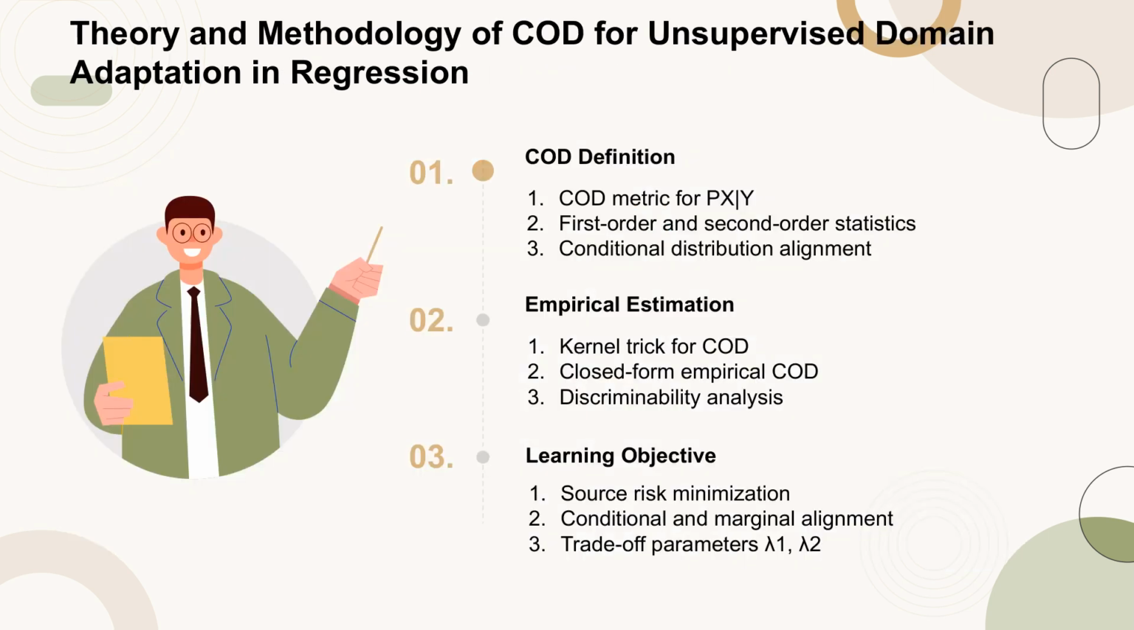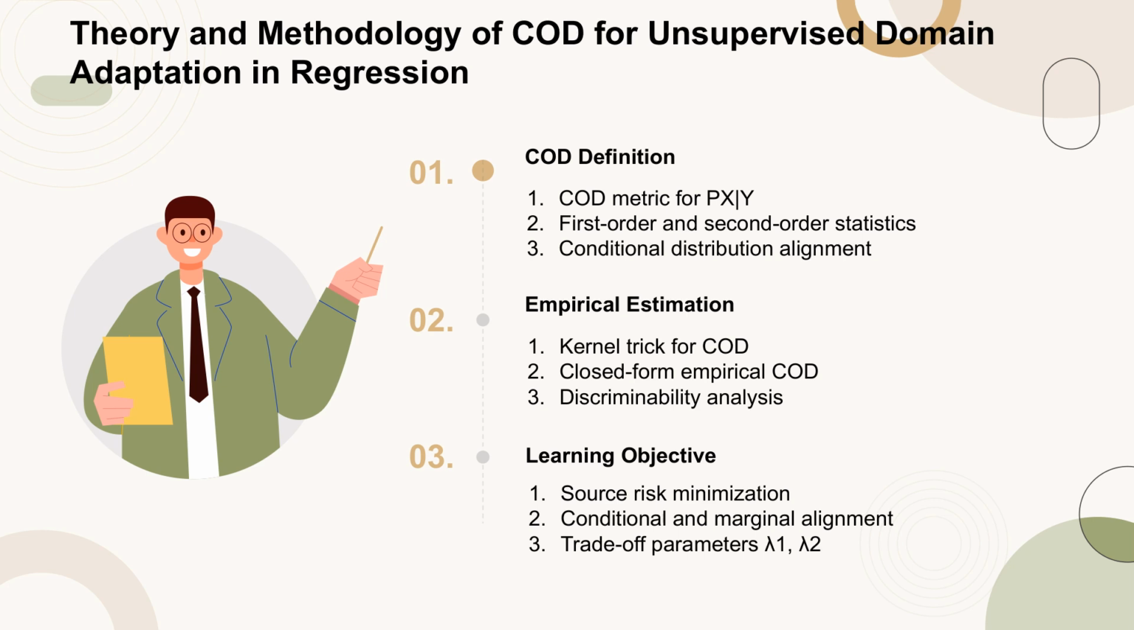The COD metric is defined to measure the discrepancy between conditional distributions P(x|y) using first-order and second-order statistics in RKHS. This allows for the alignment of conditional distributions as a whole rather than individually for each y. The empirical estimation of COD leverages the kernel trick to derive a closed-form solution, which is crucial for practical implementation. Additionally, the discriminability of the empirical COD is analyzed to ensure that the representations remain useful for classification tasks.